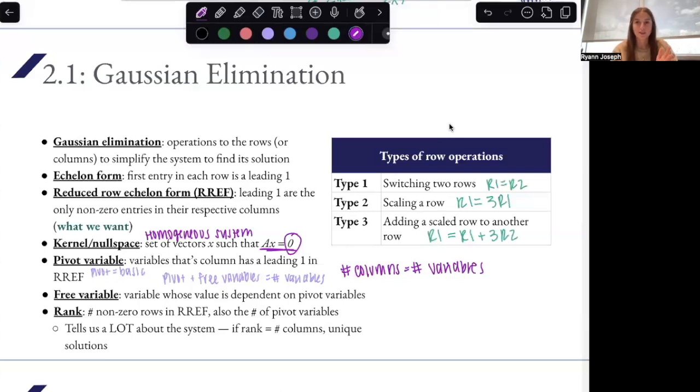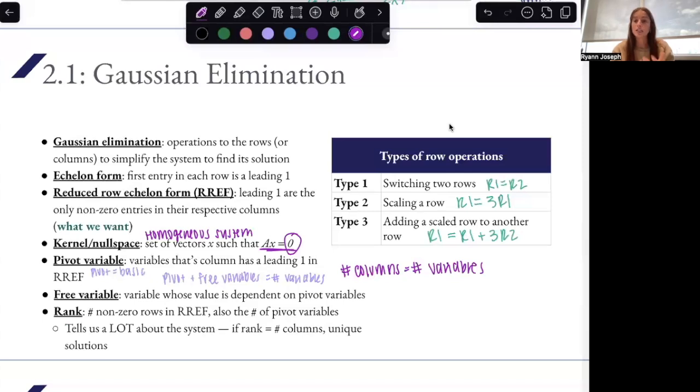It'll make more sense once we do examples, but these are just definitions that you should have internalized, I guess. The rank is a number. The rank is the number of non-zero rows in the reduced row echelon form. So when you have all of these rows where you have that leading one in each row, the number of rows with those leading ones is the rank. That is also, like it says, the number of pivot variables. It tells us a lot about the system.